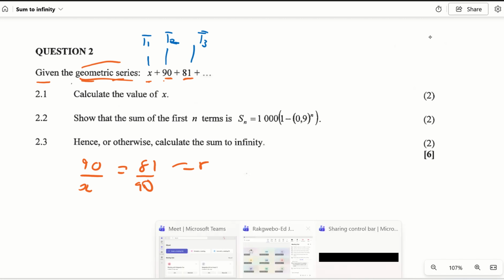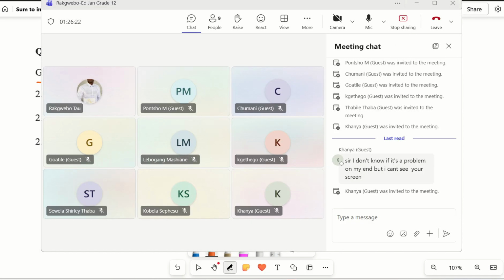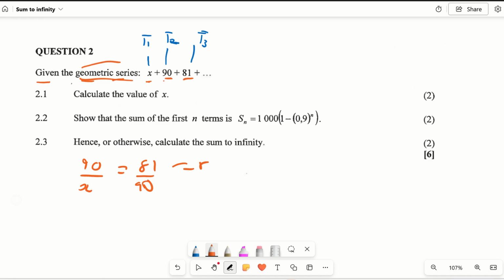Are we all happy with that first line? Thumbs up. I just want to check if everybody's happy before I proceed to the next. Shaylee's good. Kanya's good. That's proper. Lebogang is good. Sharp.